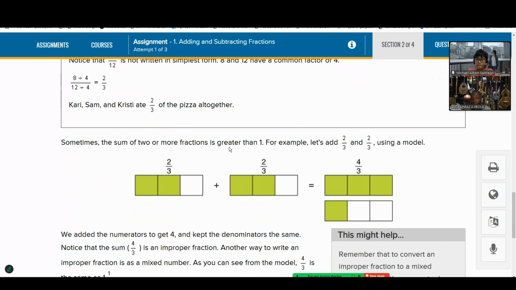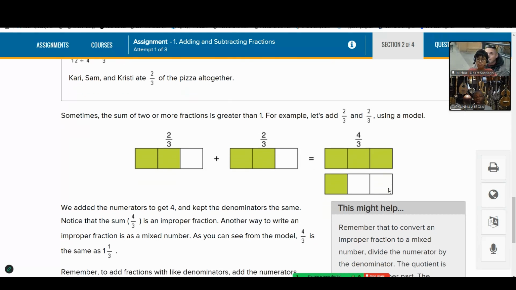Sometimes the sum of two or more fractions is greater than 1. Let's check it out. For example, if we had 2 over 3 and 2 over 3, 2 thirds and 2 thirds are more than 1, using a model. So this is 2 thirds, this is 2 thirds. So we have 4 out of the whole of 6, because the whole is now 6, but we don't even need the remaining portion. So it's going to be 2 plus 2, which is 4 over 3, because 3 is our denominator. Is that clear?